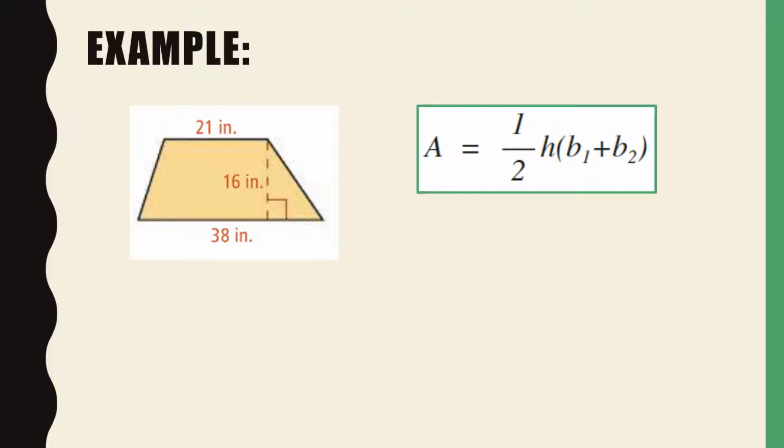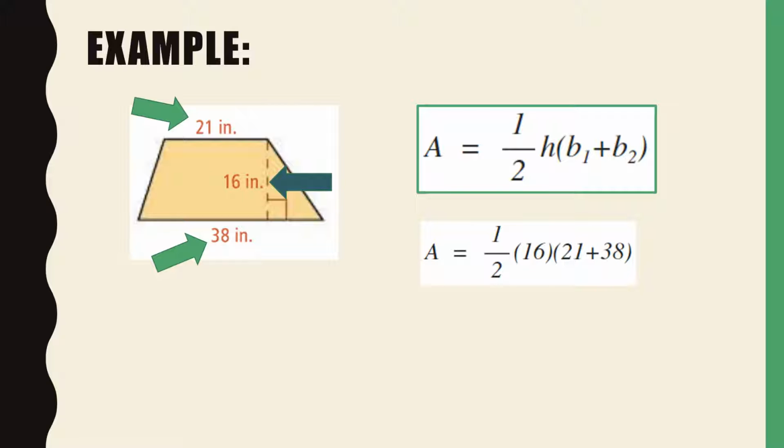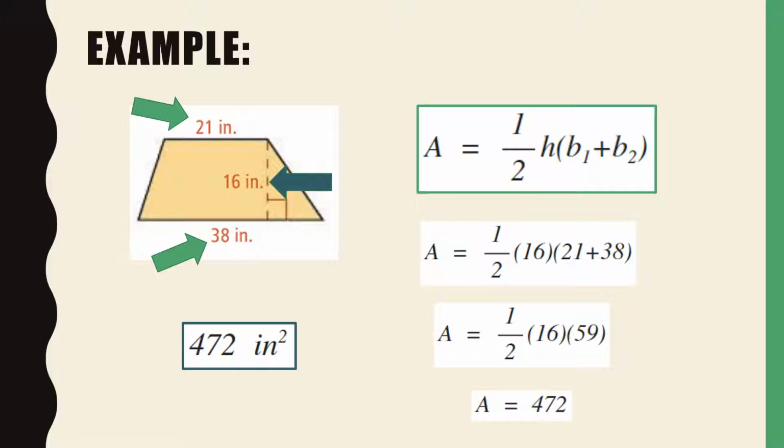So we have our formula: area is 1/2 height times the sum of the bases. And we have our bases 1 and 2, and then our height is 16. So we're going to go ahead and plug them into our formula. We're going to have 1/2 times 16 times the sum of 21 plus 38, which is 1/2 times 16 times 59, which gives us 472. And because we're working in area, we have to make sure to remember to put in our units, and area is units squared. So we have 472 inches squared, or square inches, for this particular trapezoid.